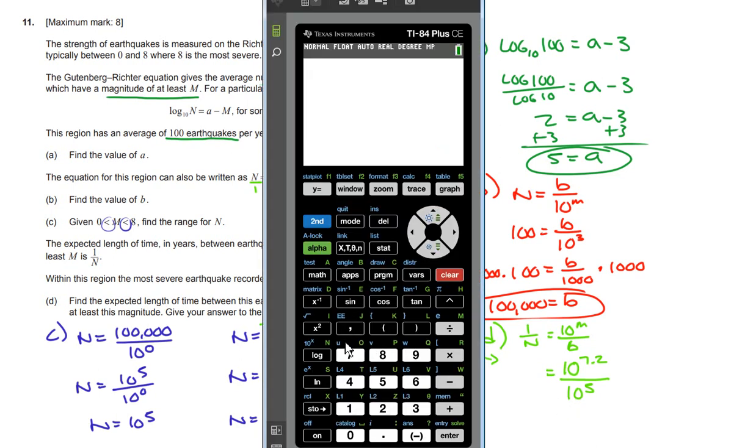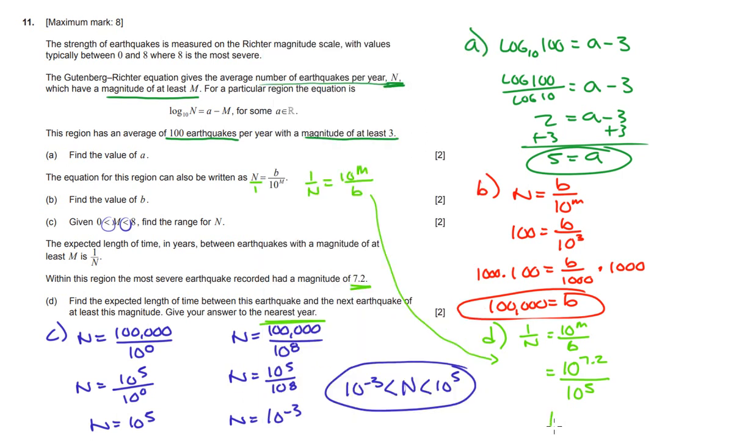So if we get our calculator, I'm going to press alpha y equals so that I can get a nice little fraction here. And we're going to simply do 10 to the 7.2 on the top, and on the bottom we're going to do 10 to the fifth. And push enter, and we get 158.48. So rounded to 3 significant figures, we're going to get 158, and everything here is in years, so 158 years.